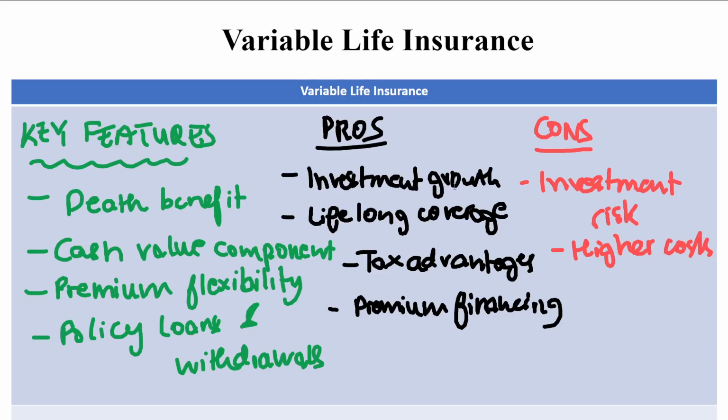So variable life insurance typically has higher fees compared to term life insurance or even other types of permanent policies. These costs include administrative fees, investment management fees, and mortality and expense risk charges. These fees can reduce your cash value growth and may make the policy less attractive if investments perform poorly.